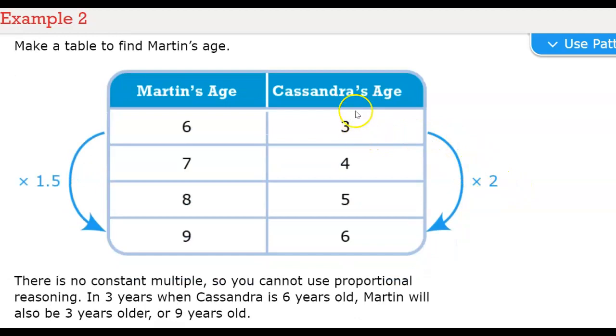As you can see, to go from 3 to 6, you would multiply by 2, and that gives us 6. And then you multiply 6 by 2, you get 12. So that wouldn't work. So 6 times 1.5 equals 9. Because these numbers are not a constant multiple, we cannot use proportional reasoning. We can still answer the question, but we can't use proportional reasoning. So when Cassandra is 6, Martin will be 9 years old.